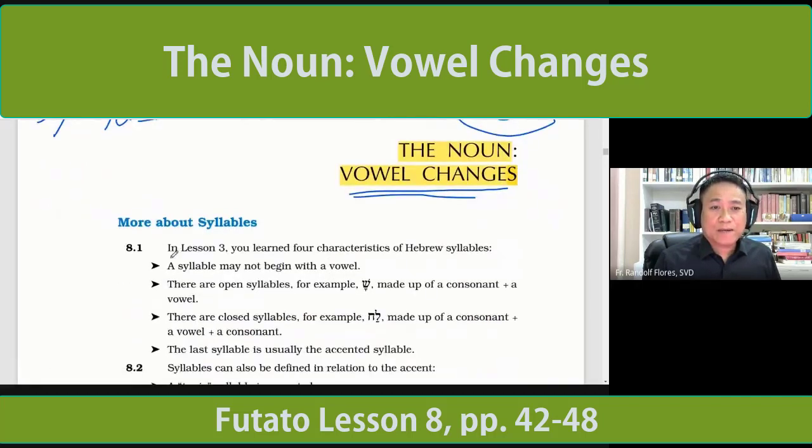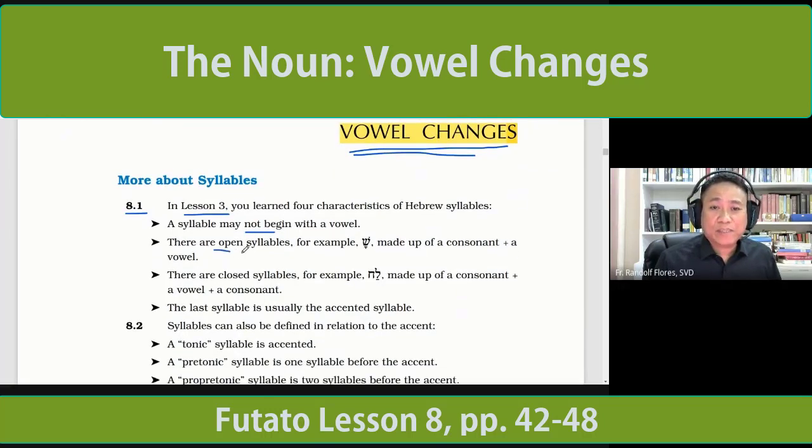So a little review, 8.1 here. In lesson number 3, you learned 4 characteristics of Hebrew syllables. A syllable may not begin with a vowel. Okay, it's already said before. And there are open syllables. For example, sha, made up of a consonant plus the a vowel, is an open syllable. And there are also closed syllables. For example, lah, made of a consonant plus a vowel plus a consonant. Or sometimes it's called a C, V, C.